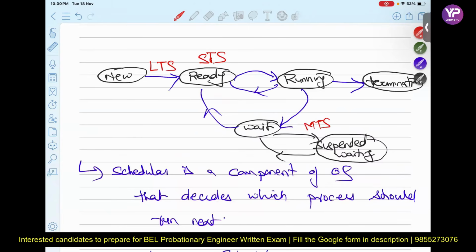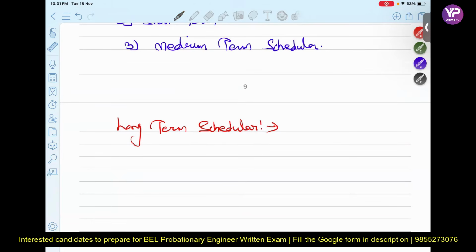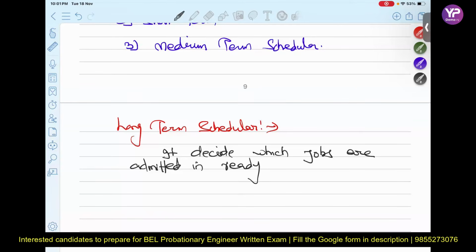Now, what is the task of long term scheduler? It decides which jobs are admitted into the ready queue. It means what are the set of processes which are moved from new to the ready state? This selection is done by long term scheduler. Are you getting my point?